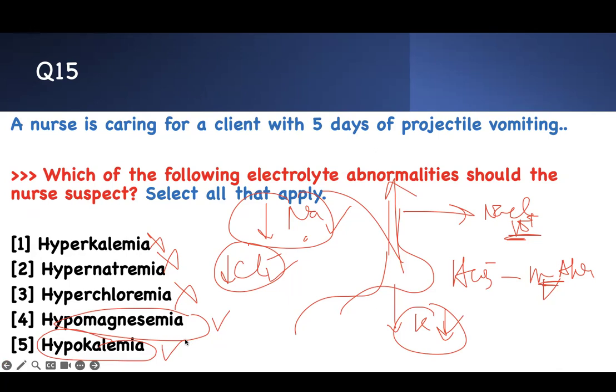15 questions. NCLEX practice question. Pharmacology practice test review. This is fluid, electrolyte, and IV therapy complications associated with it.